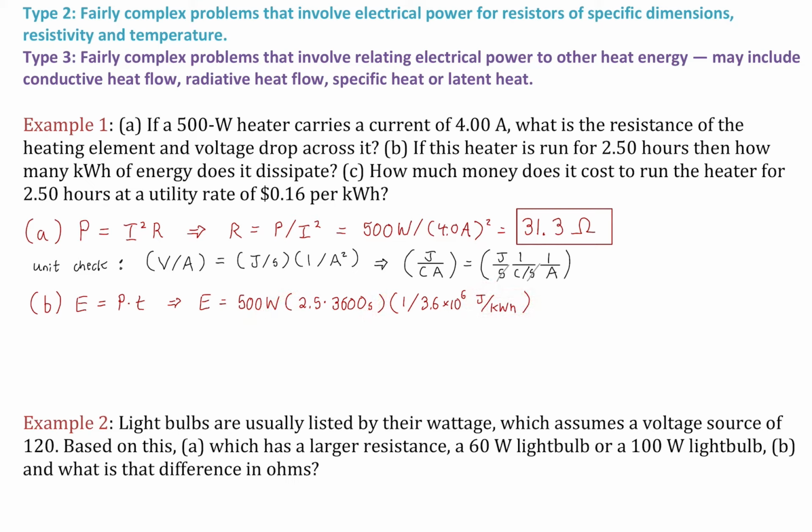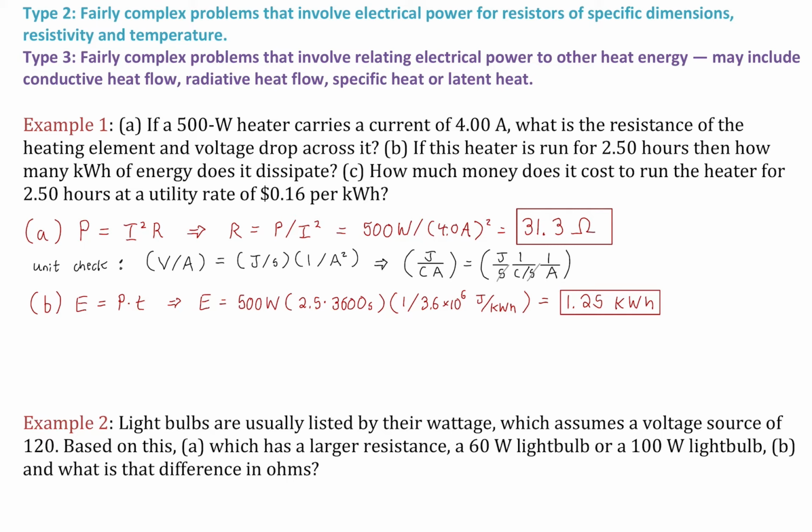Okay? So in other words, if you want to convert from joules to kilowatt hours, you just divide by 3.6 million every time. Divide by 3.6 million. Okay. And so we get 1.25 kilowatt hours. Not a lot of kilowatt hours because, well, after all, a kilowatt hour is a lot of joules. So it makes sense it's only a small amount.